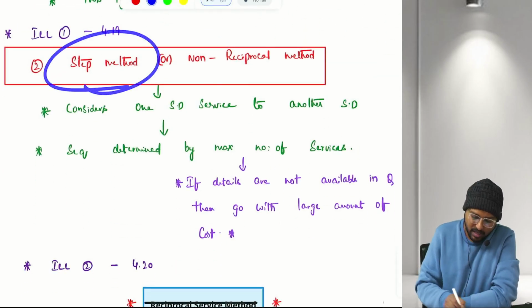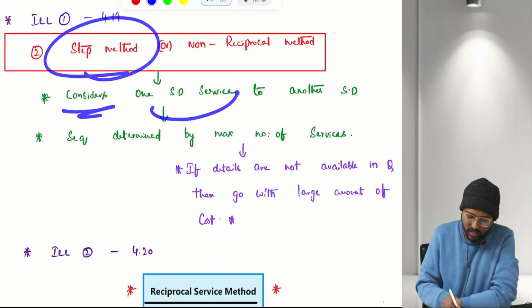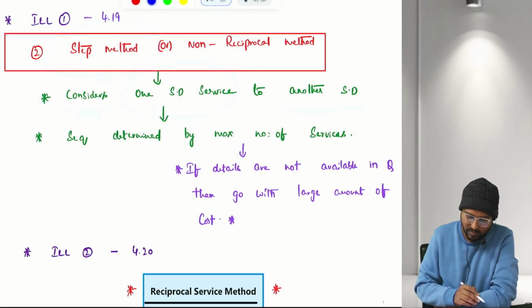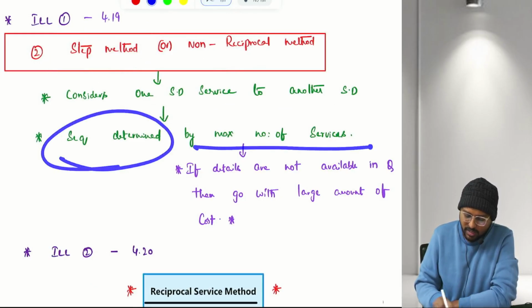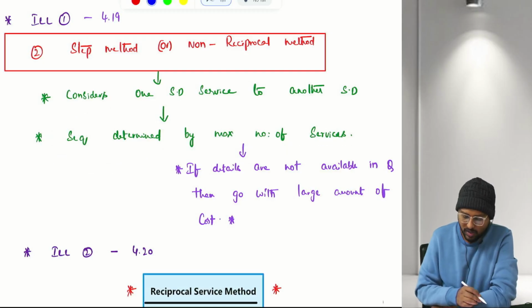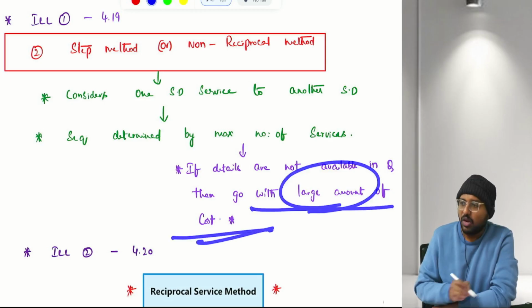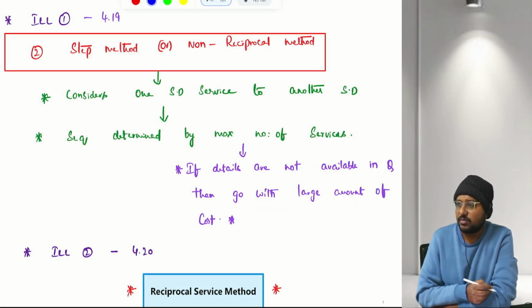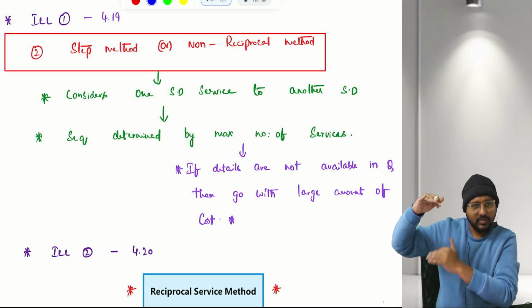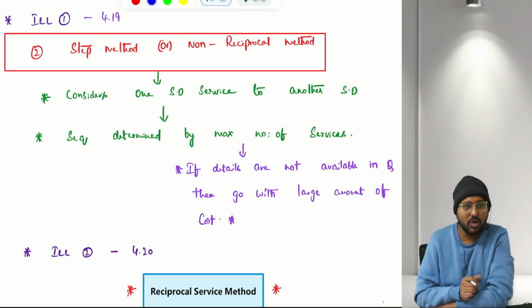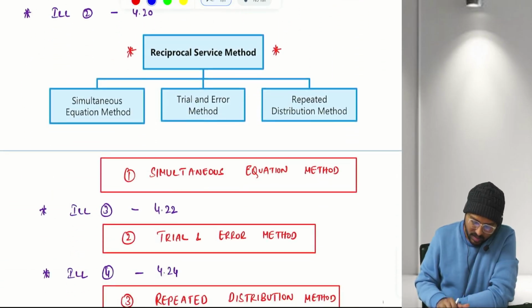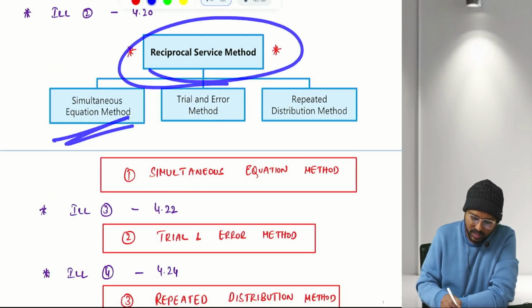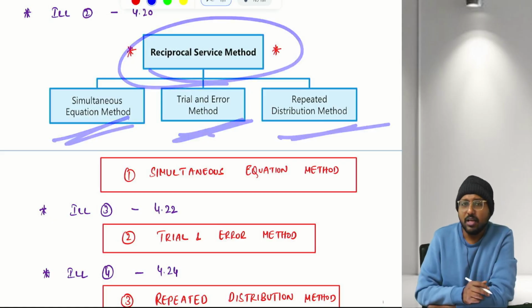In step ladder method, what happens? It considers one service department's service to another service department, and the sequence is determined by the maximum number of services, or if those details are not given in the question, then we will go with what? Large amount of cost. Correct? First large amount, next large amount, next large amount. Got it? After that, we have reciprocal services, which are simultaneous equations, trial and error, and repeated redistribution method.